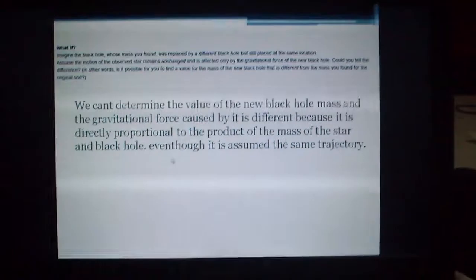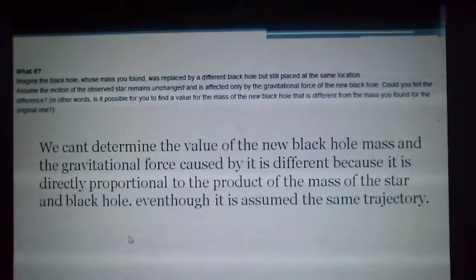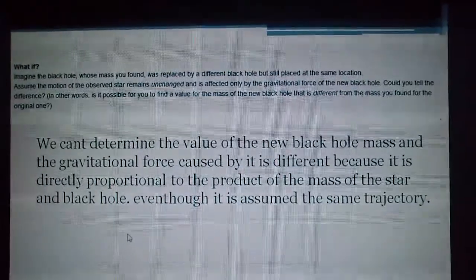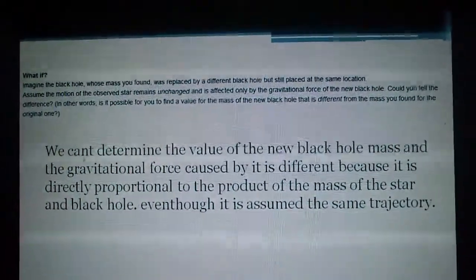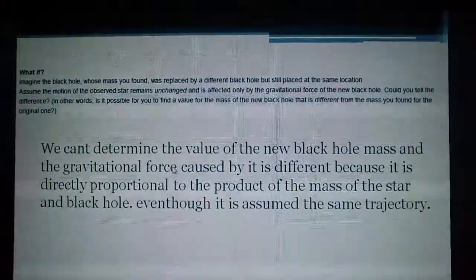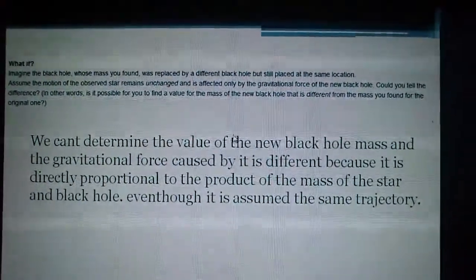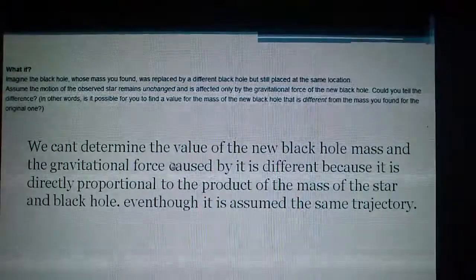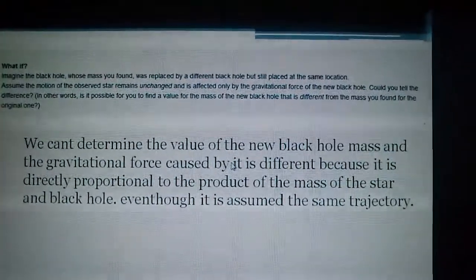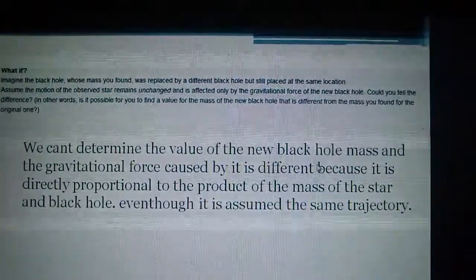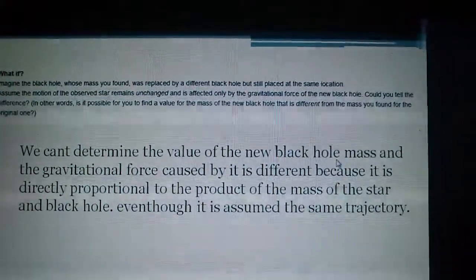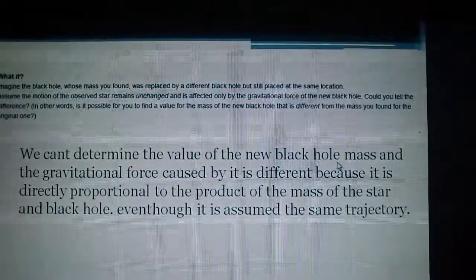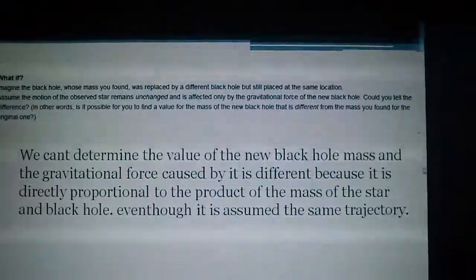For the what-if question, imagine the black hole whose mass you found was replaced by a different black hole but still placed at the same location. We can determine the value of the new black hole mass, and the gravitational force caused by it is different because it is directly proportional to the product of the mass of the star and the black hole, even though it assumes the same trajectory.